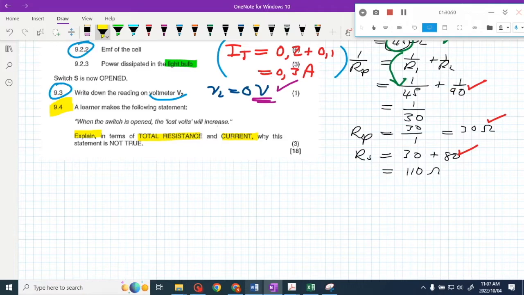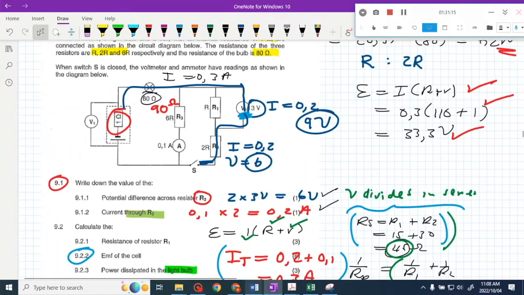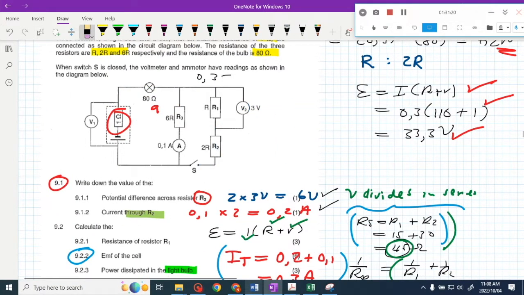So a learner makes the following statement. When the switch is opened, the lost volts will increase. Explain in terms of total resistance and current why this statement is not true. When they ask questions about current or even lost volts, generally we're looking at this formula. I don't know if it's the correct one for our purpose here, but we'll see in a moment. So first we say, when they open up the switch, what are we doing?